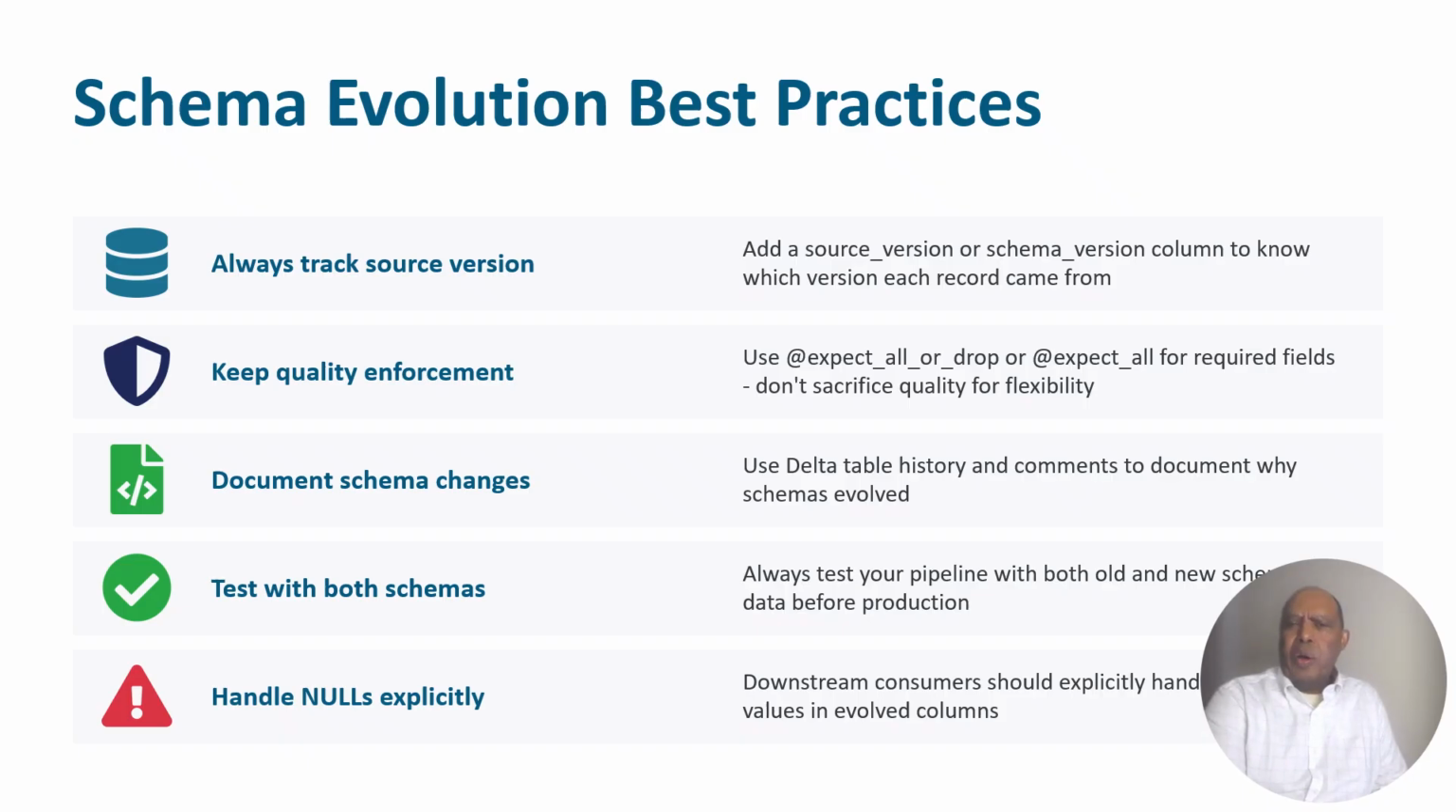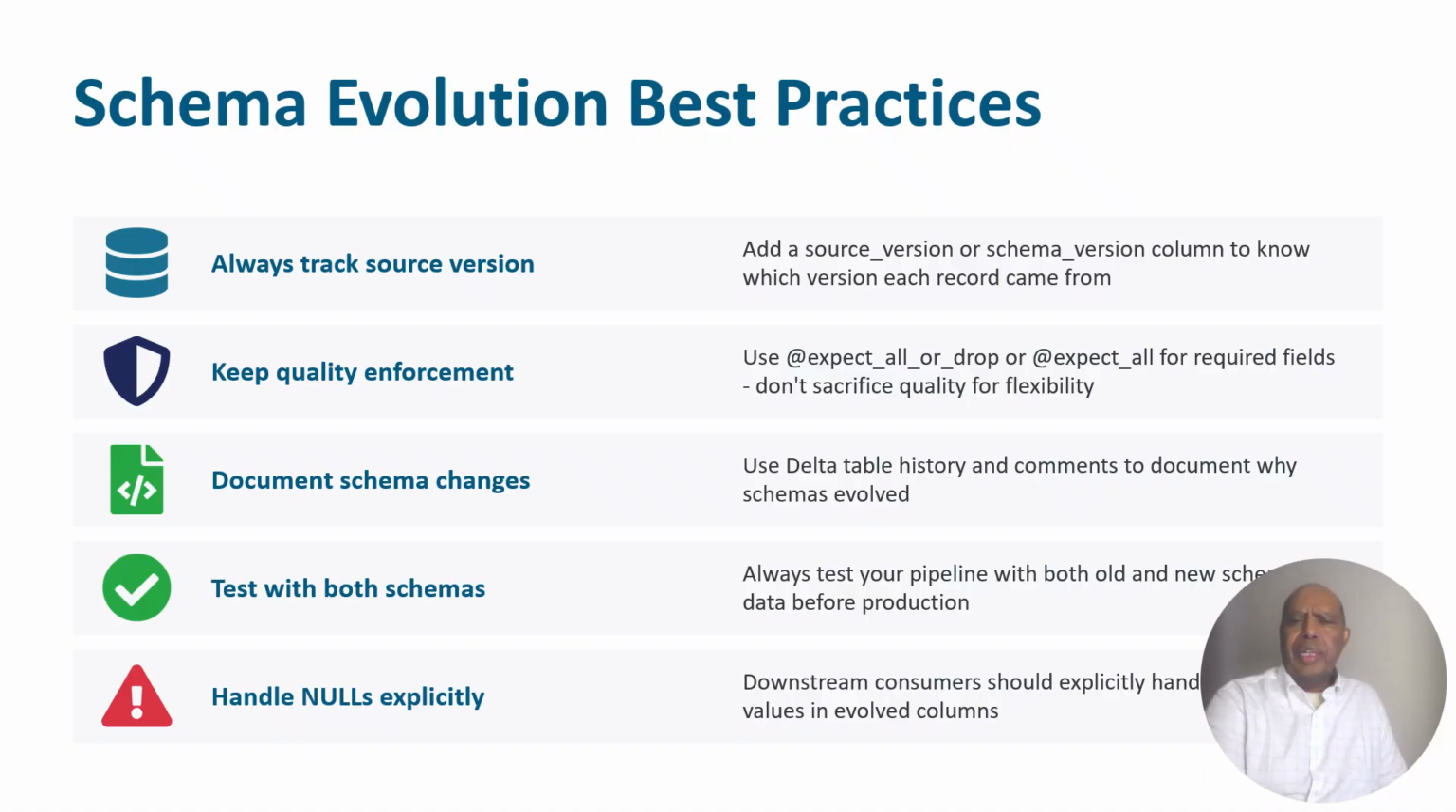Number 2 is keep quality enforcement. This is critical. Schema evolution does not mean anything goes. You still use expect all or drop or expect all for your required fields. So student ID is still required. GPA still needs to be in valid range. Don't sacrifice quality for flexibility. You can have both.